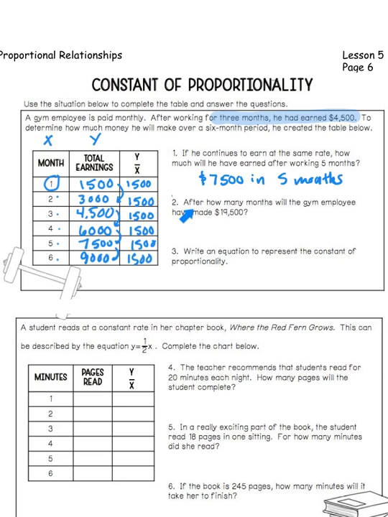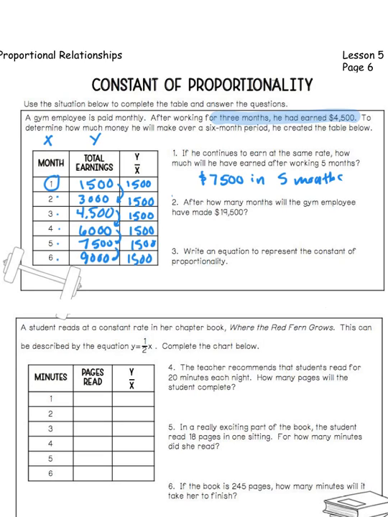The next question says, after how many months will the gym employee have made $19,500? Now there's a couple ways we can do this, but as I look down his earnings, we could continue our pattern of adding 1,500 until we made it all the way up to 19,500. That would be a legitimate way to find it. However, that's a little bit cumbersome. So let's see if there's another way we can do this.